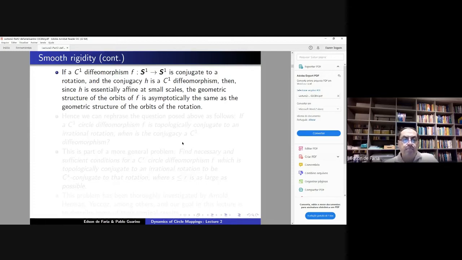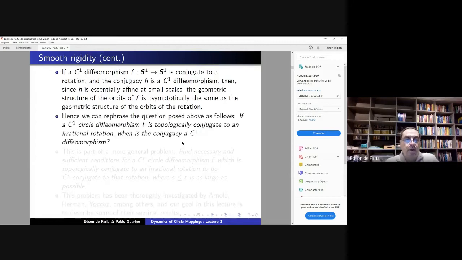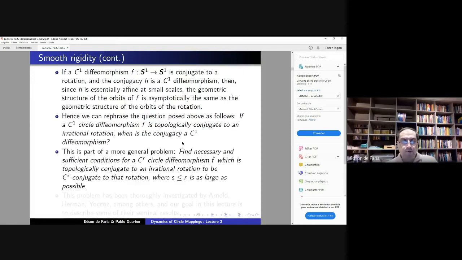So this allows us to rephrase the question that we posed before in the following way. If a C1 circle diffeomorphism is topologically conjugate to an irrational rotation, when is it a C1 conjugate? Okay, when is the conjugacy C1? Okay, this problem can actually be generalized. So this is part of a more general problem, which can be stated as follows.